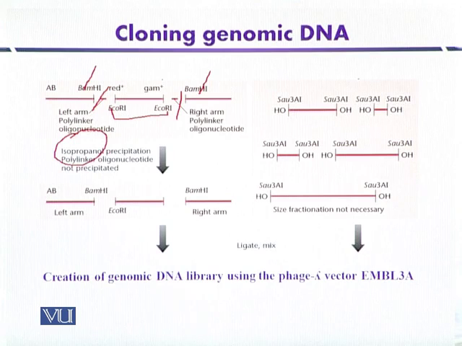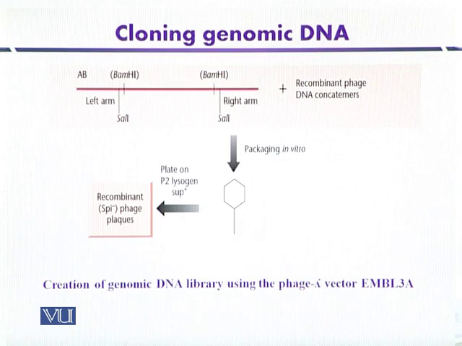Now we get the left and right arm of the vector DNA, and here it is ligated with target DNA that contains our gene of interest. So they are mixed together and ligation will take place in the subsequent step. So in the next step, the foreign DNA is ligated here, and then it is used for in vitro packaging in the next step.